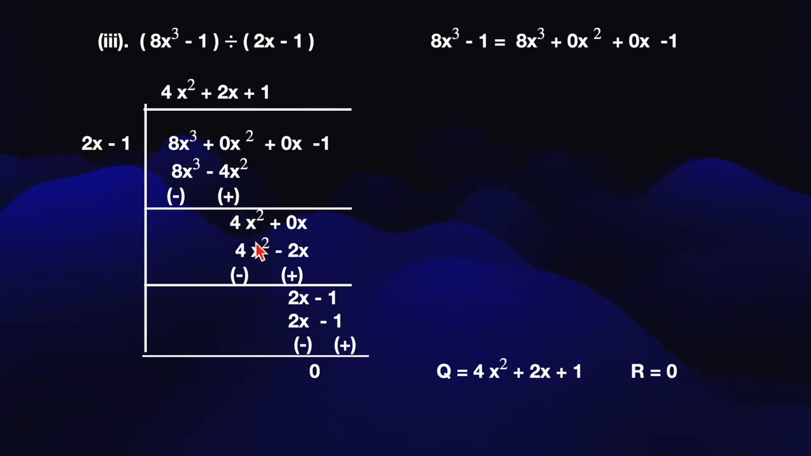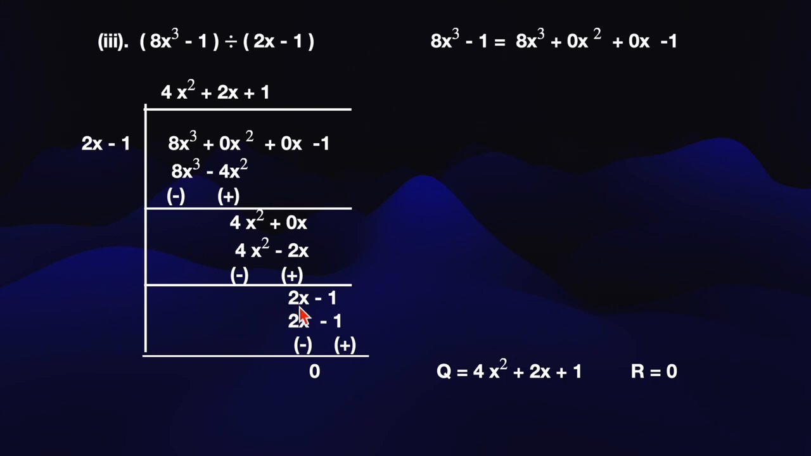Okay, 4x square, bring down the next term, 0x. 4x square divided by 2x is 2x. Multiply 2x with the divisor, you get 4x square minus 2x. Again, we are going to change the sign here. This will become negative. Negative will become positive. When we add this, we get 0. 0 plus 2x is 2x. Bring down the next term, minus 1.